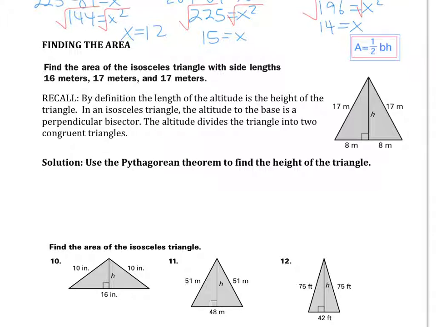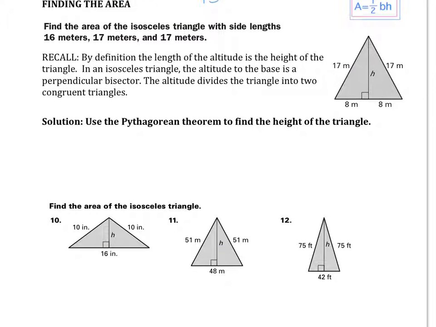Okay, we can apply this in finding the area of an isosceles triangle. Recall that the area is 1/2 the base times the height, and an altitude of an isosceles triangle is a perpendicular bisector to the base. So we'll split the base into two congruent pieces. Then we can find h from the Pythagorean theorem by subtracting the isosceles side minus 1/2 of the base.